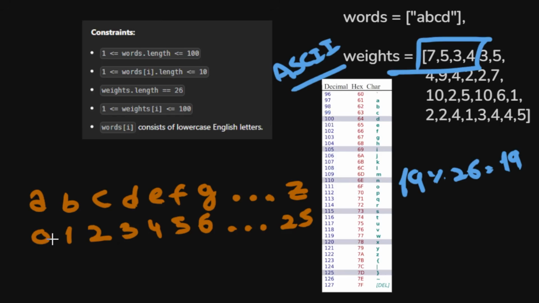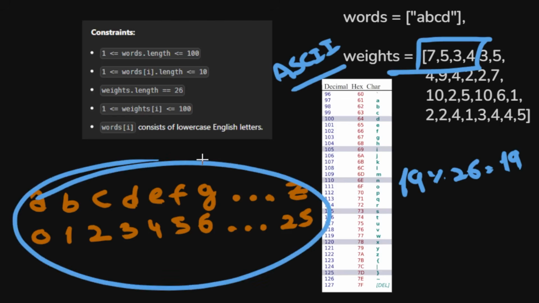Well, the trick is that we can take the corresponding code for the character, let's say that we take a, and subtract 97. 97 minus 97 is equal to 0, and that's how we get this index. For b, we do 98 minus 97. This is equal to 1, and so on.